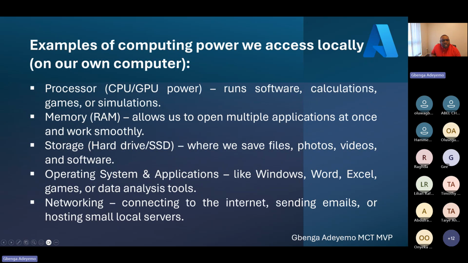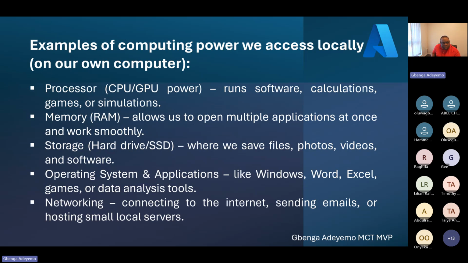Now, let's look at some examples of computing power that we have on our own local computer. For example, on your computer, you have a processor, that is your CPU, GPU power. That helps you run software, your calculations, if you are playing games or doing simulations. Your computer system also has memory, which allows you to open multiple applications and work smoothly.